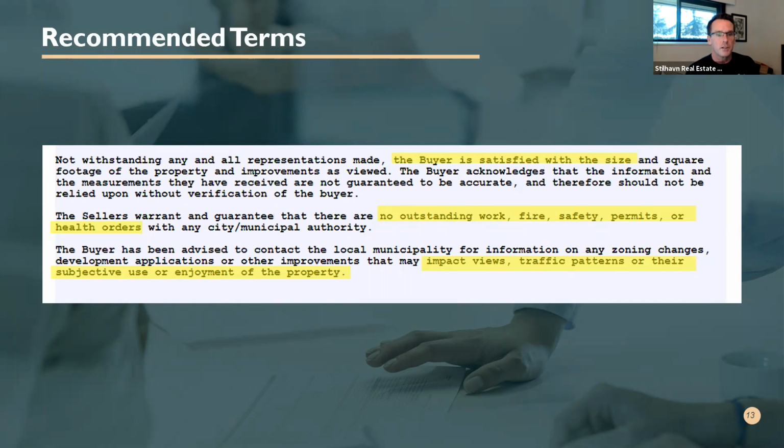The seller's warrant and guarantee that there are no outstanding work, fire safety permits, or health orders with any municipal authority. I've never had that in mind before, and I recommend it now, and I've seen it in a lot of contracts already. And only again, because if there's work done without permits and the city knows about it, and let's say they found out about it and they put a note on title, or they told you have to take it out, or there's a work order that has to be brought up to code that you don't know about, again, it just puts the seller on notice.